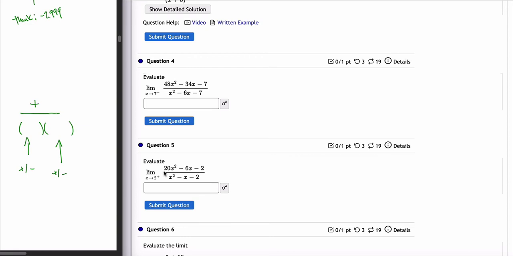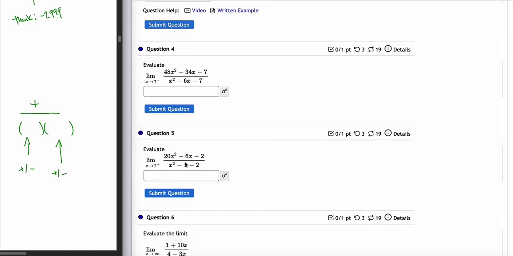Same idea on question 5. 20 times 4 is a lot bigger than 6 times 2 and 2. So this huge positive number, I'm just subtracting little bits. The top's going to be positive again in this case. Note that your numbers may vary, and that might change the sign on these things. But you should be able to do similar analysis on the numerators just to figure out the sign. You don't have to figure out the value.